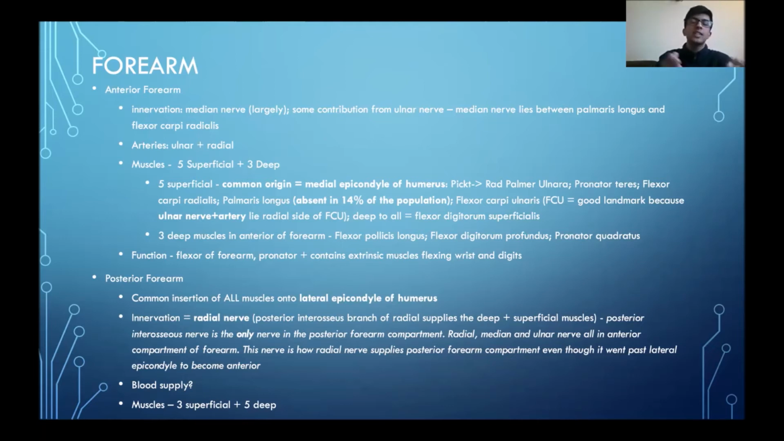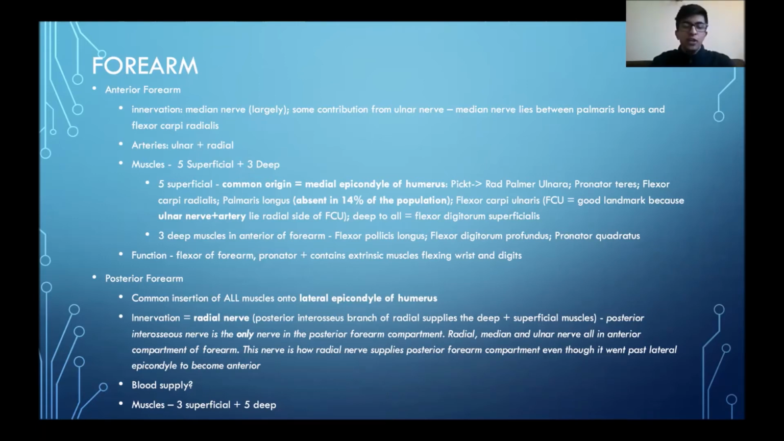The interesting thing is that this is the only nerve in the posterior forearm compartment. So the radial nerve kind of goes and gives a branch that goes downwards to become posterior. And that's how it supplies the posterior forearm compartment, even though it went past the lateral epicondyle and went to become anterior. So it's got kind of like a little secret agent branch, I like to call it, going down.